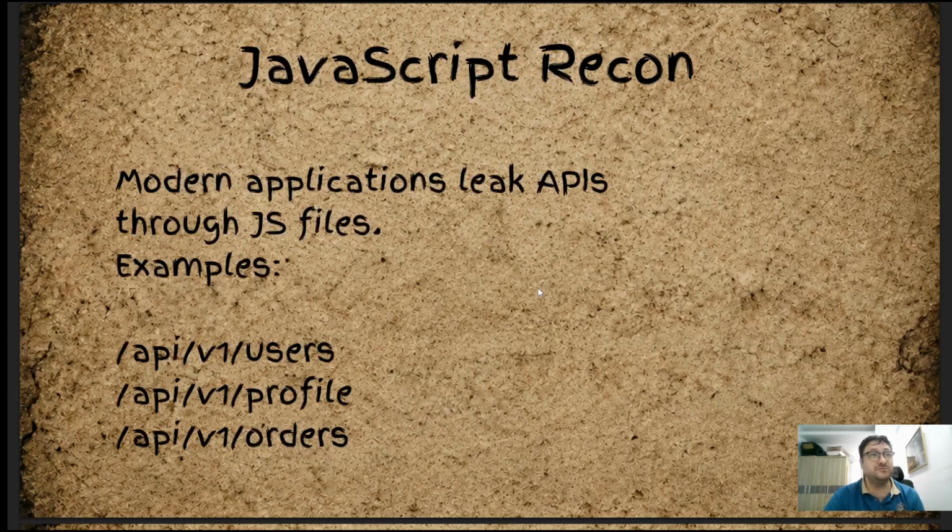Okay, do some JavaScript recon. Look for JavaScript files. Obviously in developer tools, you can look for different files that may not have been covered or may have been hidden. So take a look at those. Here are some good examples: API v1 users, API v1 profile, API v1 orders. These types of things are really useful because they'll give you some telling information about the JavaScript.